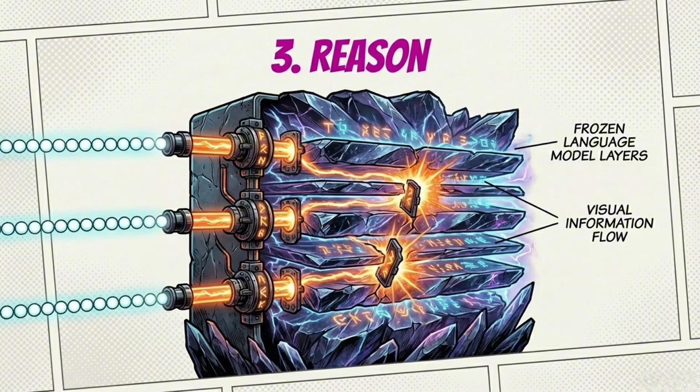The second key innovation is how Flamingo conditions the language model on visual information. Between the frozen language model layers, Flamingo inserts newly initialized gated cross-attention dense layers. These layers allow the language model to attend to visual tokens while generating text. The gating mechanism is crucial.